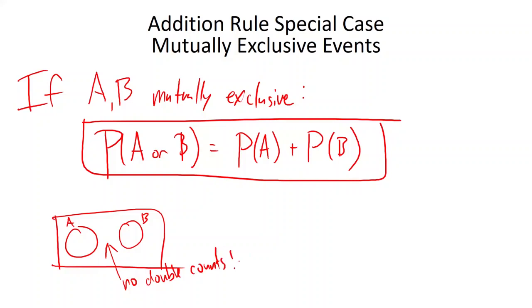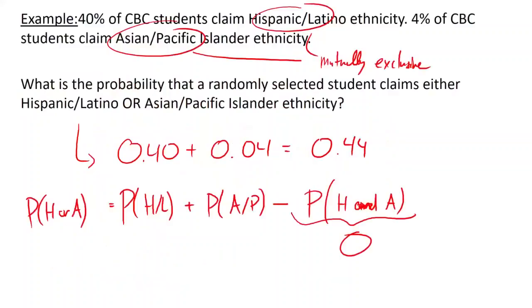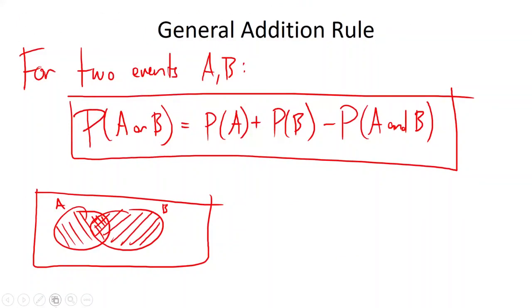So mutually exclusive does matter. It's an important thing to think about because it could affect how you have to handle probability calculations. All right. But the general rule, we call it the general rule because it still works in the case of mutually exclusive. It's just that the probability of the overlap is 0, so there's nothing to subtract. It just disappears.